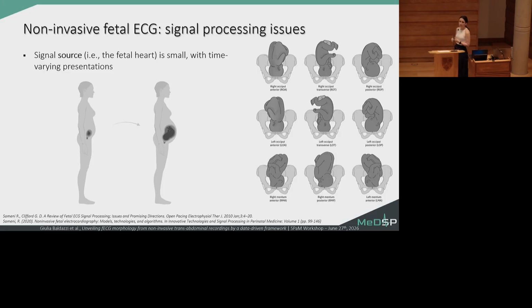We can actually mention three main causes. So the signal source: we have a very weak signal, as the previous team also mentioned, that is non-stationary because the source, so the fetal heart, is very small, and it can assume different positions, and also its behavior is time varying, so it's very challenging for this reason.